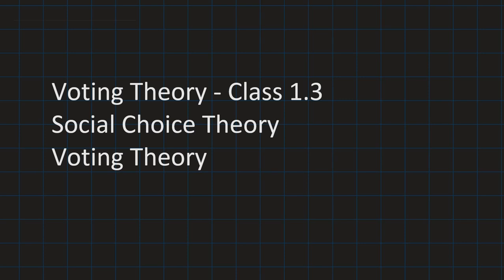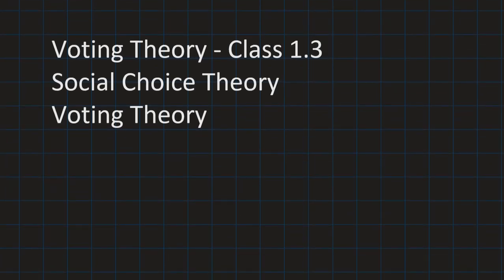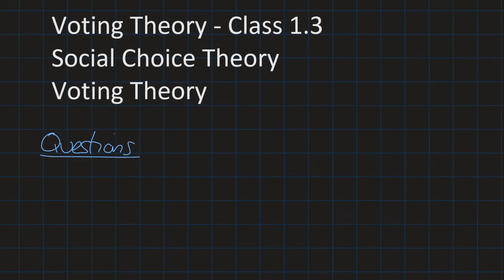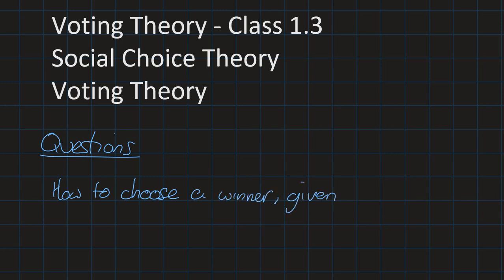Okay, so what exactly is voting theory? Well, it's the study of how to determine the result of an election given everyone's preferences. The types of questions which one asks is how to choose a winner given everyone's preferences, which is non-trivial.